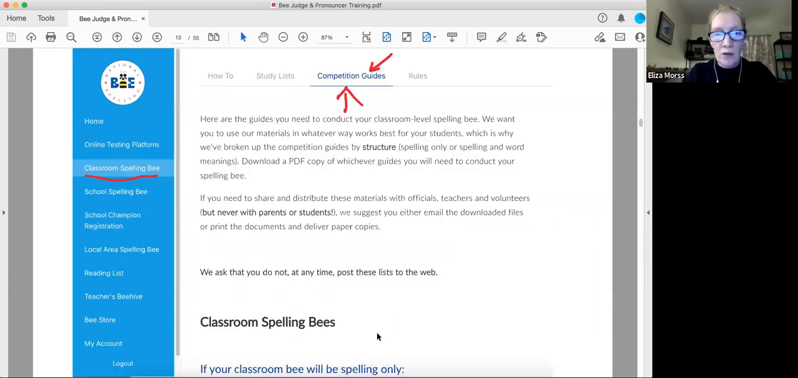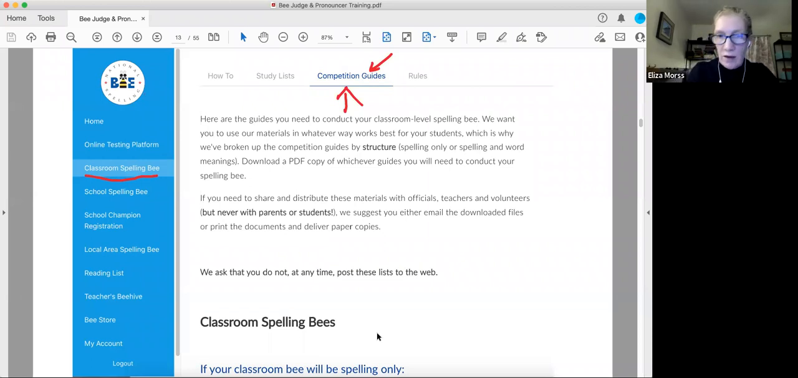If you're in a classroom, you click on the Classroom Spelling Bee button, and you get this page where you have how-to, study lists, competition guides, and rules. This is where you find your pronouncer guides for the classroom level. These are the Bs that would be preliminary before your school level B that produces your school champion that will go on to the county B.